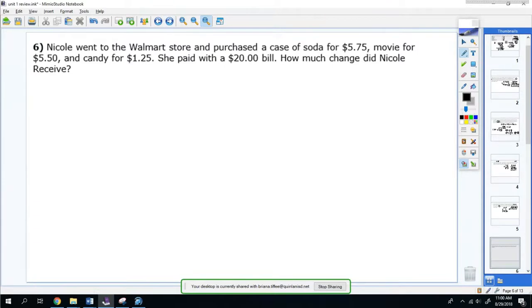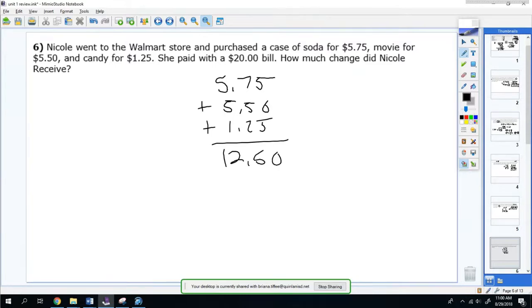So the first thing we're going to do is add up everything. So we're going to do $5.75 plus $5.50 plus another $1.25. When you add them all up, it's $12.50. So she spent $12.50 at the store.